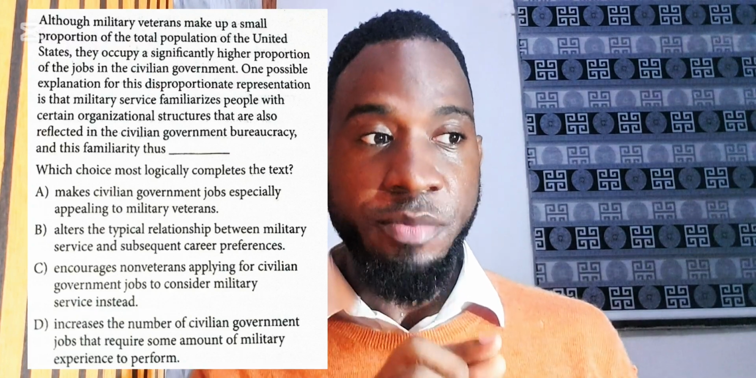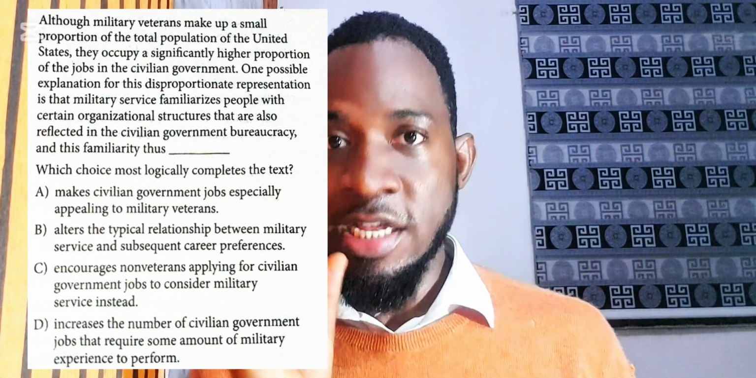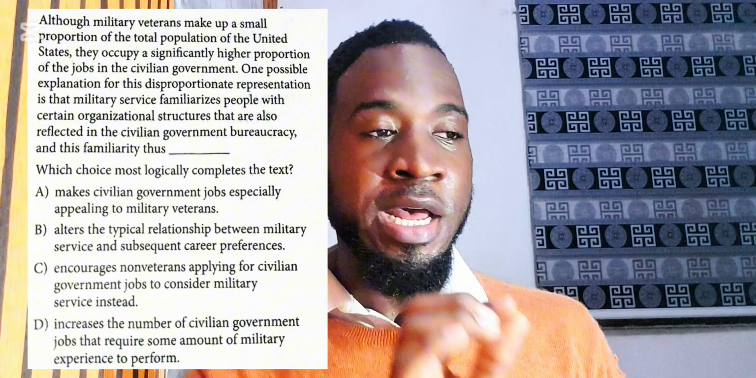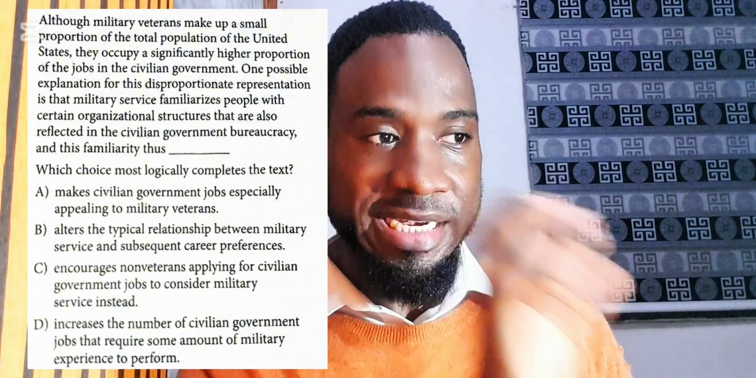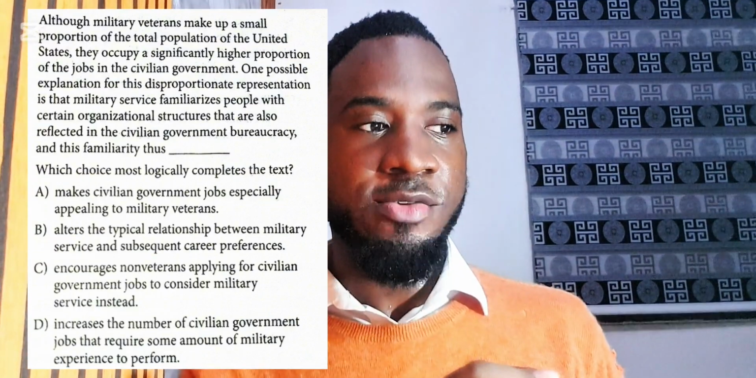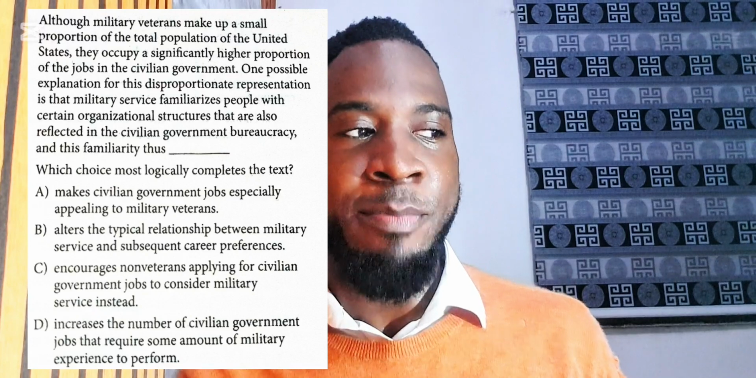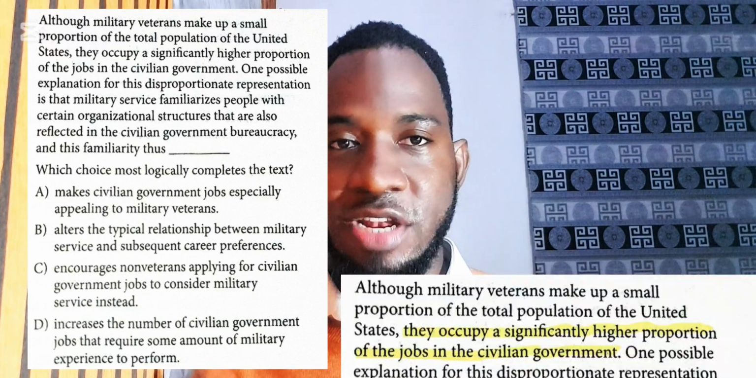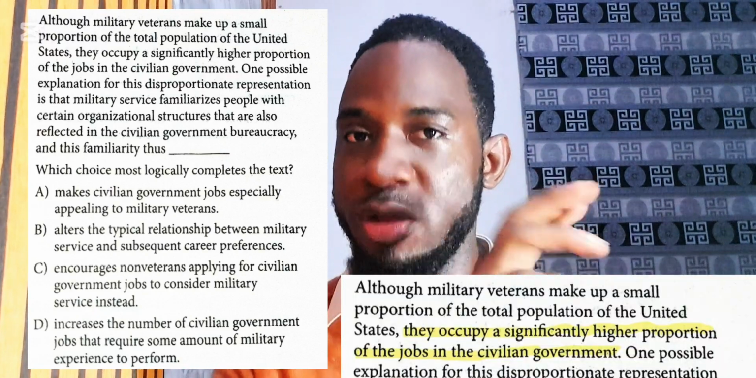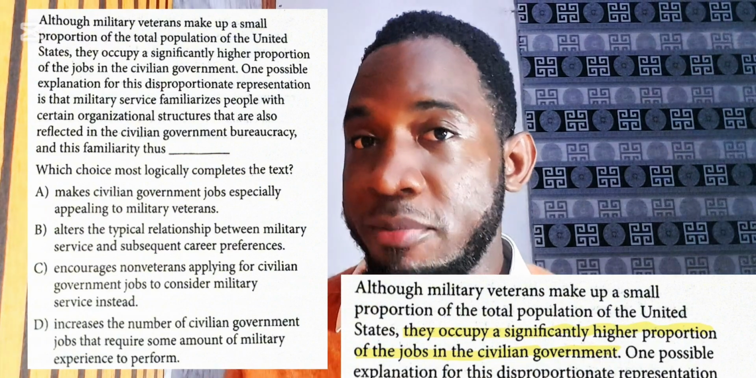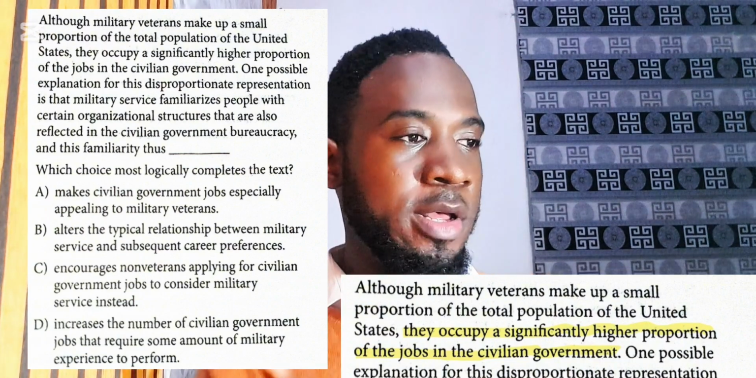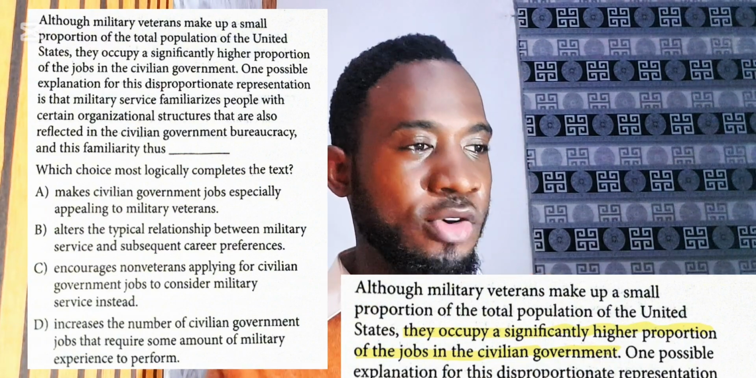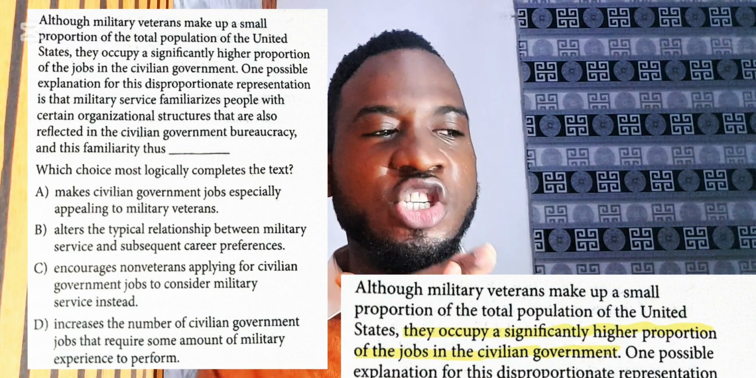That independent clause is what you're focusing on. As it stands now, the point in this sentence is that military veterans occupy a significantly higher proportion of the jobs in the civilian government. This should be what my answer should look like. They occupy most of the jobs in the civilian government. Now, there's a full stop. So I can't say any but or however, anything that seems to give us a shift.